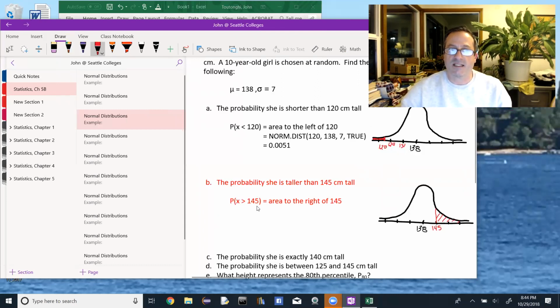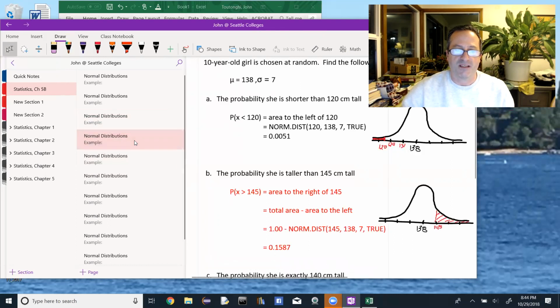The technology, Excel, that we have will only tell us the areas to the left, the cumulative areas to the left. So we have to convert this problem. Remember that the total area under this curve would be 1 because the sum of all the probabilities has to equal 1. So the way we're going to figure out the area to the right of 145 is we're going to take the total area and subtract off the area to the left of 145. I suppose in the picture we still want the area to the right. I don't really want to change the picture, but we're subtracting off this white area, which is this normal distribution where x is 145, the mean is 138, standard deviation is 7, and the cumulative value is true. So we want 1 minus all that.